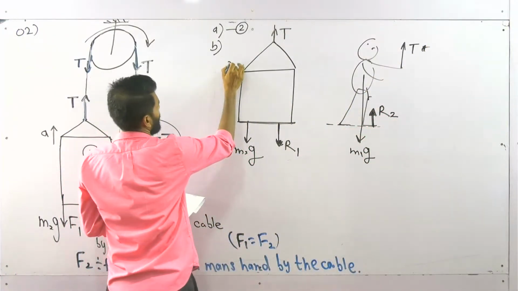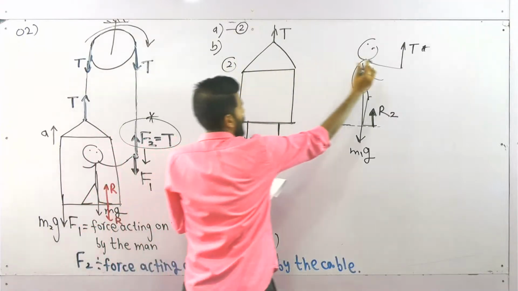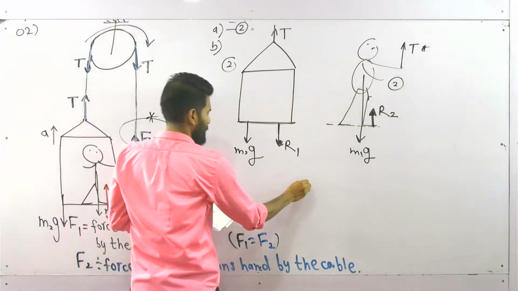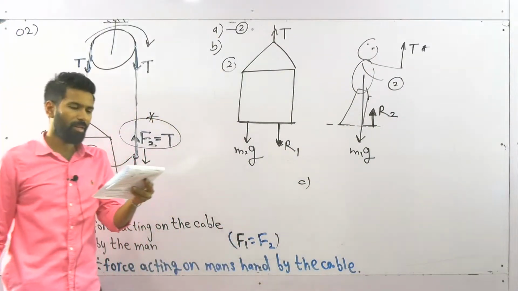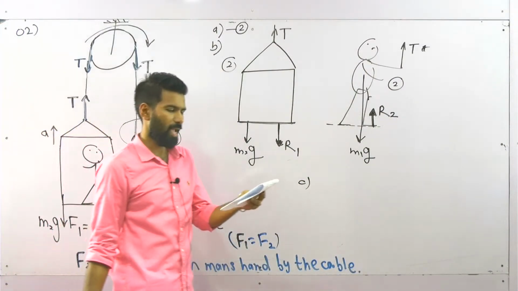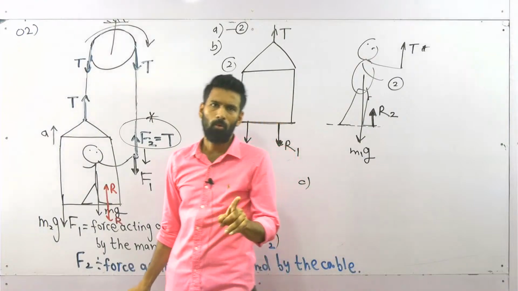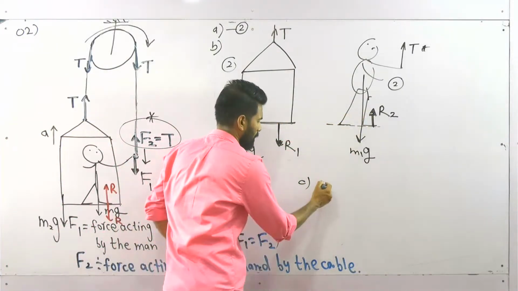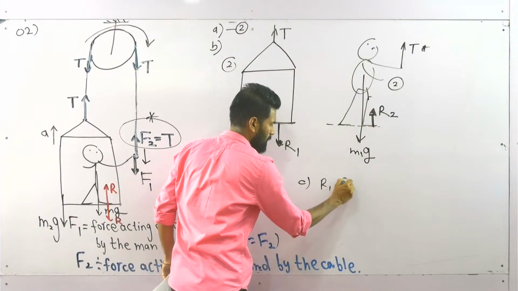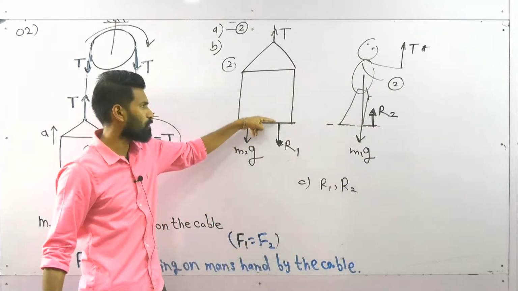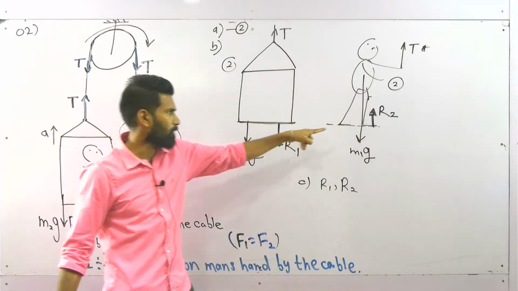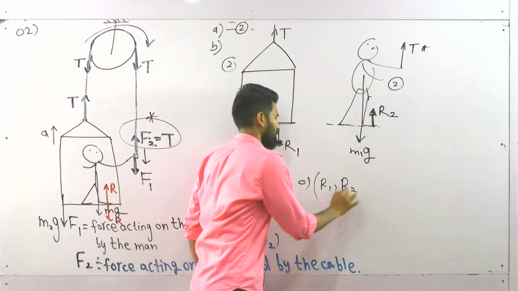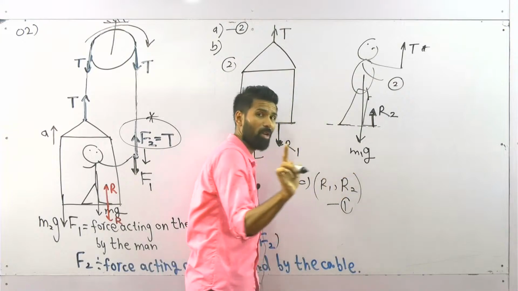I gave 2 marks to this diagram and 2 marks here. Part C, identify the action and reaction force pairs acting in the system. Most of you have written R1 and R2. That's correct. They are Newton's third law companions: the force acting on the ground by the man's leg and the force acting on the man's leg by the ground, R1 and R2. That's correct. I gave 1 mark, but there's another mark we have to give.